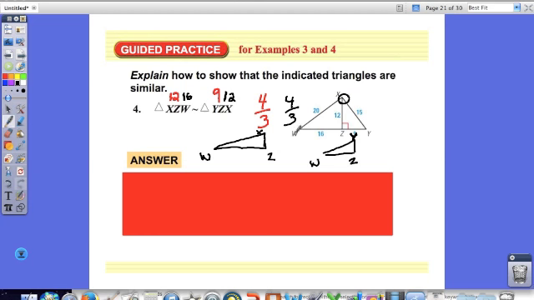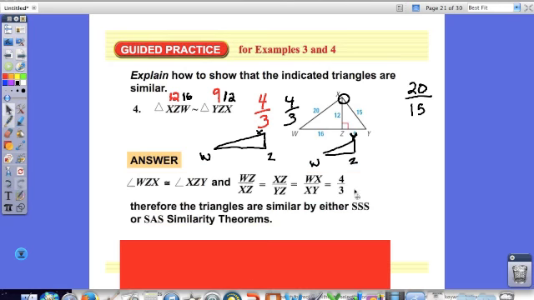These are similar by side-angle-side. It looks like side, the right angle, side. But we could take that last side there, which is YX, 15, corresponds with XW, 20, and see that also is 4 to 3. So we can show that these are similar by either side-angle-side, using that 90 degree angle, or side-side-side.